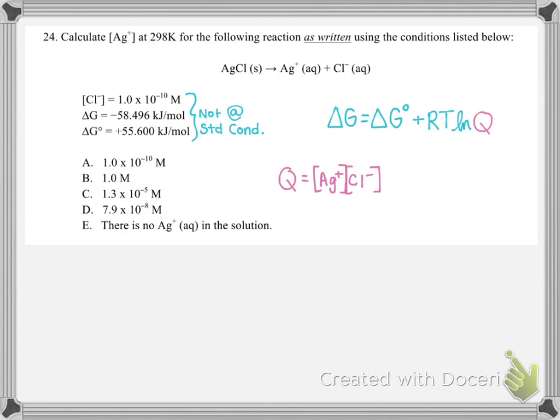And we can combine non-standard conditions together into this equation that I've written here. Delta G equals delta G standard plus RT ln of Q, where Q is our reaction quotient. And so what we're going to do is solve for Q using the equation, and then we can use the value of Q to solve for silver ion concentration, knowing that the concentration of chloride is that 1 times 10 to the negative 10 molar.